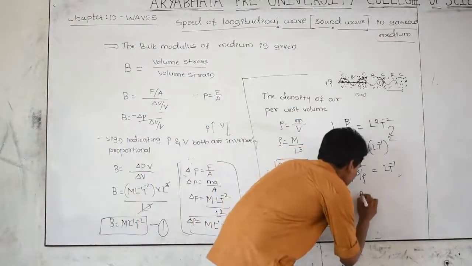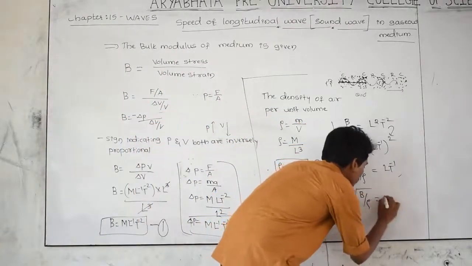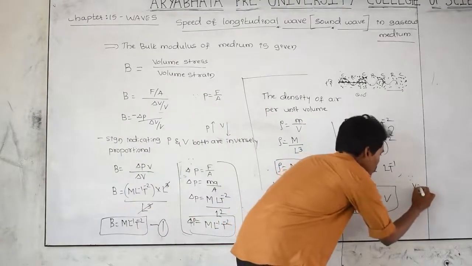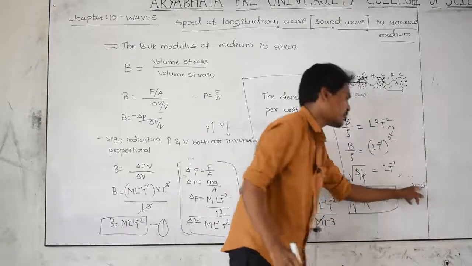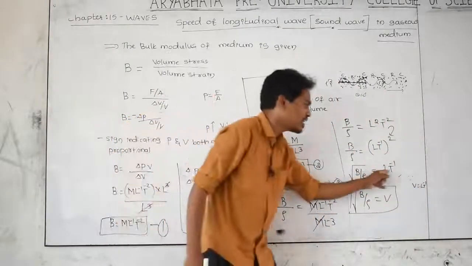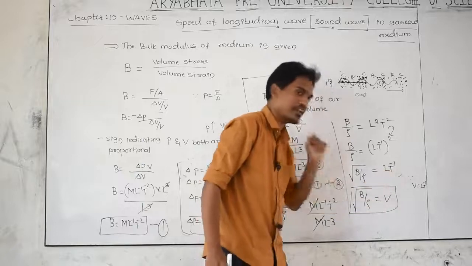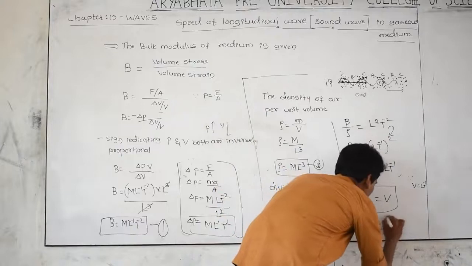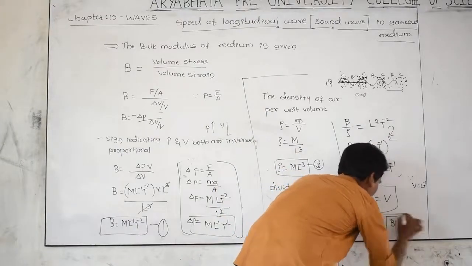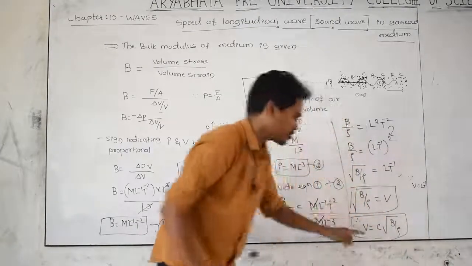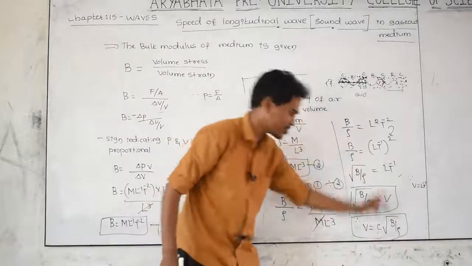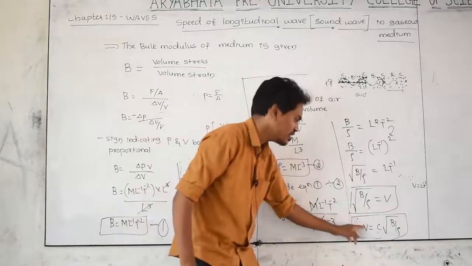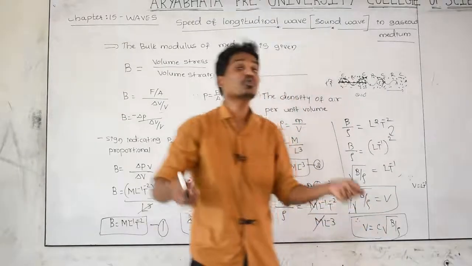Therefore, root of B by rho is equal to V. This is a formula, because V is equal to L T raised to minus 1, the dimensional formula of velocity. Therefore L T raised to minus 1 can be written as V. Therefore I am writing velocity is equal to C into root of B by rho. What is C? It is just a constant. Its value is always 1. C is always 1. Then 1 into this value, again you are getting the velocity of sound wave.